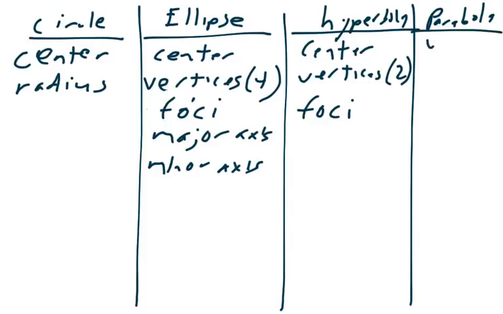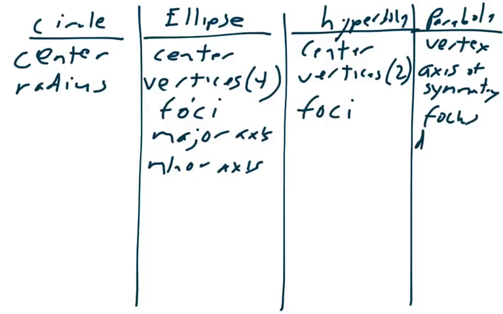And for the parabola, we have the vertex, the axis of symmetry, we have the focus, because there's only one, and we have the directrix.